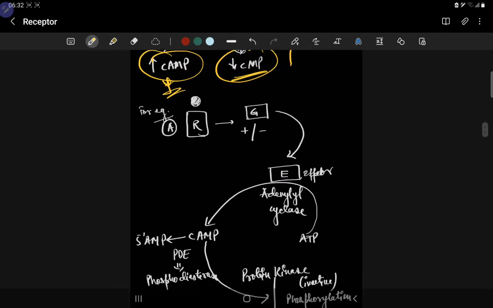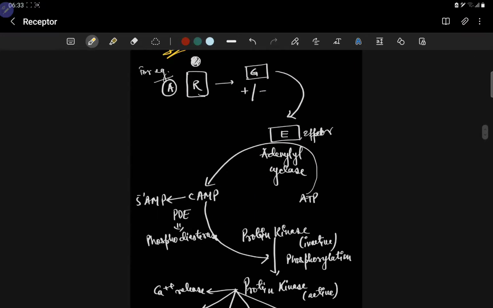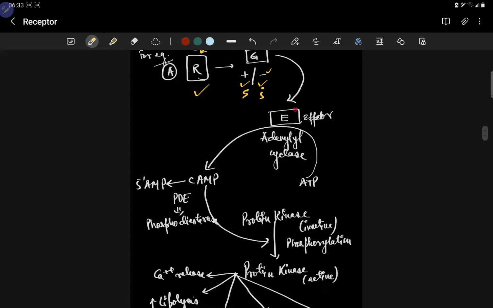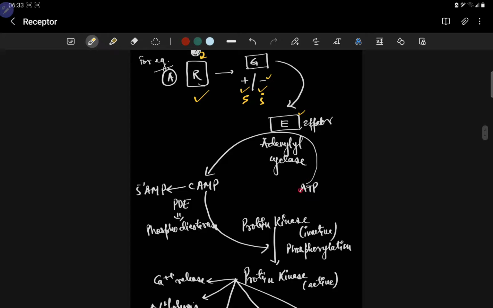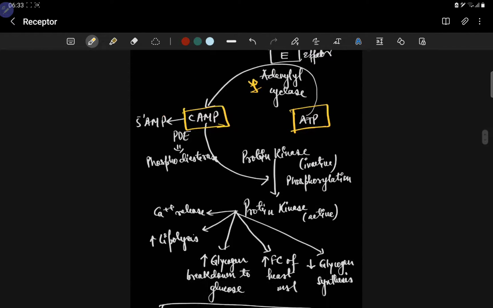Alright, okay. Now for example, we see there is a receptor and there is an agonist. Now it may be acting on GS or GI. So this is GS, this is GI, this is inhibitory one. Now what happens? It will act on the effector, and when it acts on the effector, this ATP will be converted into cyclic AMP, okay, with the help of the enzyme adenyl cyclase. Okay, now cyclic AMP will convert into 5-AMP with the help of phosphodiesterase.